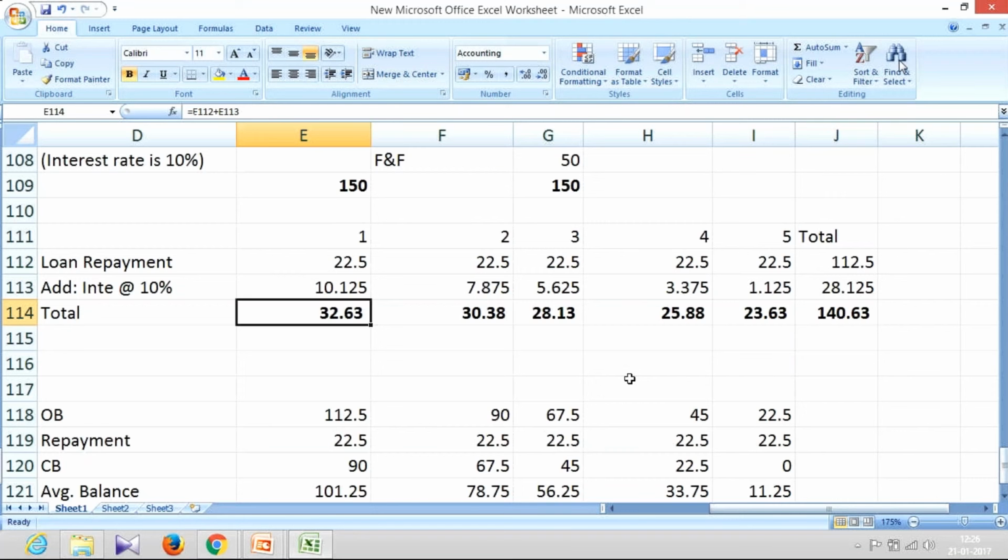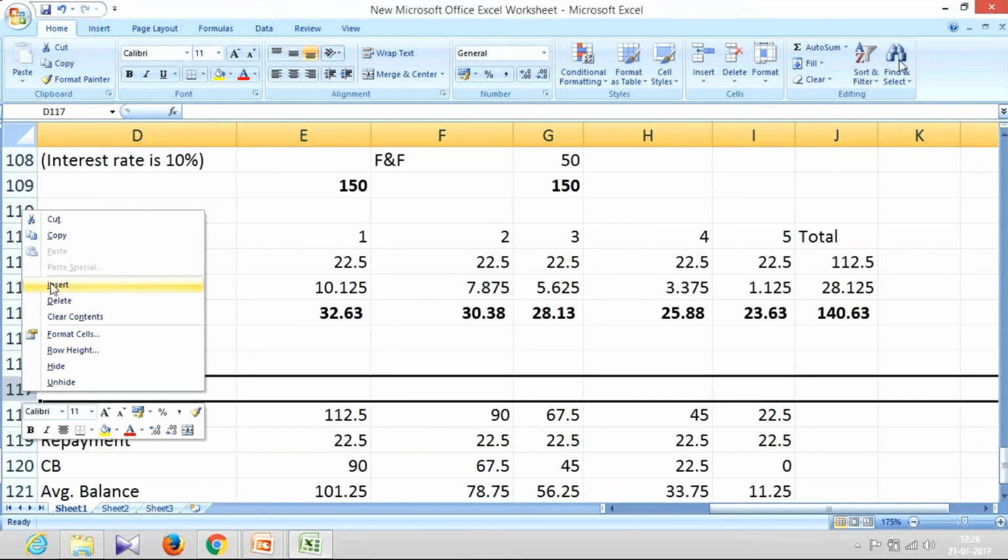Now, when would the banker be happy? You have to pay 32.63, and this includes the principal and interest. If you have to pay 32.63, will it be okay if you have a profit of 32.63? The answer is no. Will it be okay if you have a profit of 40 in year 1? The answer is again no. It means bankers are going to look at it a little differently.